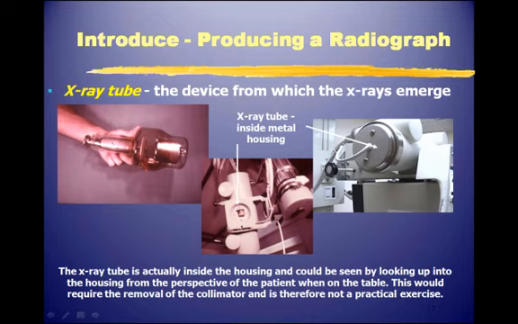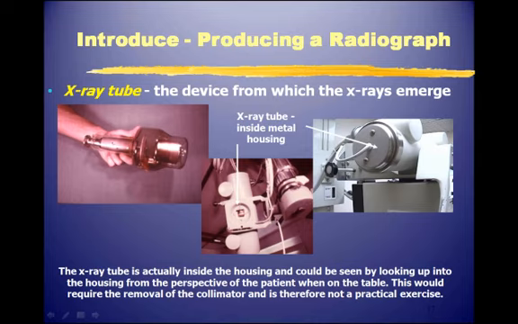The X-ray tube is the device from which the X-rays emerge, and on the left you can see the person holding a glass envelope with the tube inside of that glass. The middle image shows you what you would see if you took the collimator off and looked up inside the X-ray tube as though you were the patient lying on the table, and you could see the square from which the X-rays are going to emerge.